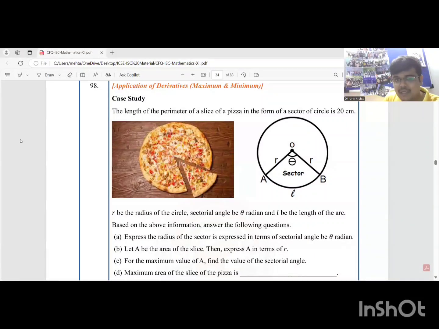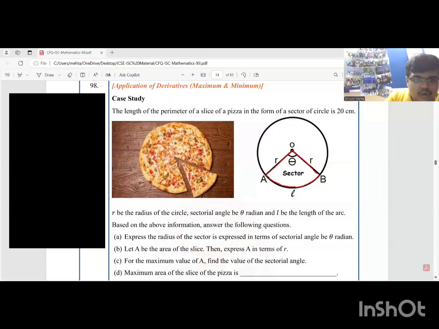The length of the perimeter of a slice of a pizza, in the form of a sector of a circle, is 20 centimeter. So students, it is given that this sector is one slice of the pizza. The full perimeter, which includes the two radii and the length of the arc, is 20 centimeter. So let us begin, students. We'll form the equation over here.